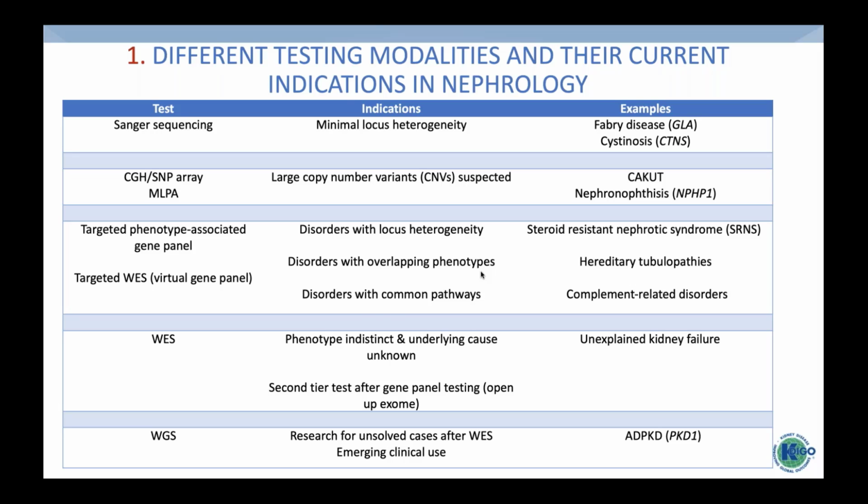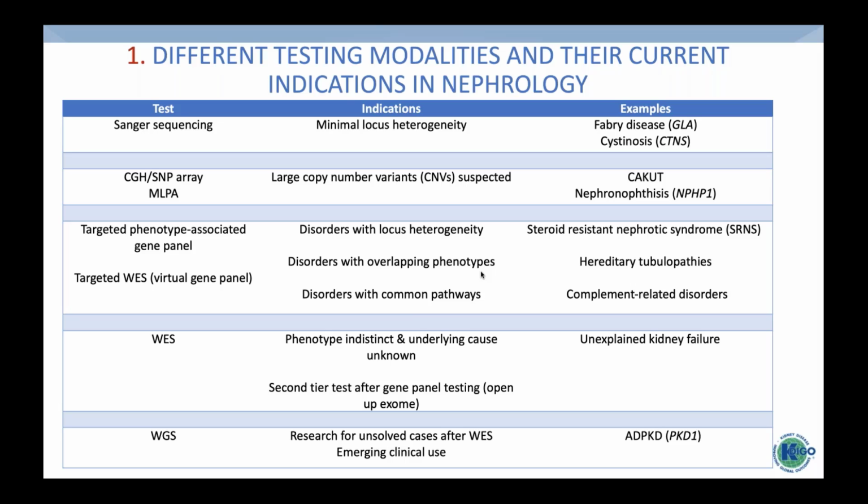Moving into probably the beginner steps of next generation sequencing, the targeted phenotype associated gene panels or targeted whole exome sequencing. This is a variety of different approaches that have been taken, and this really is best tailored to disorders where there's heterogeneity around the loci, where there's overlapping phenotypes. So actually, one is keen to broaden out the list of genes to encompass all of those phenotypes, and also there's perhaps common disease pathways with multiple genes associated. And some good examples of this are around steroid-resistant nephrotic syndrome, hereditary tubulopathies, and in many instances, complement-related disorders.